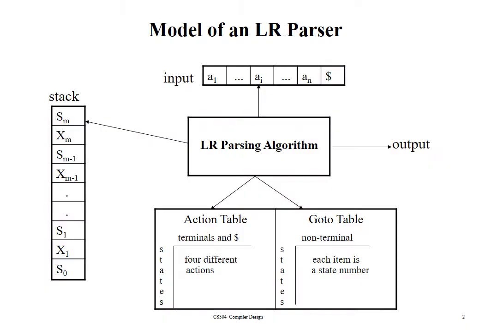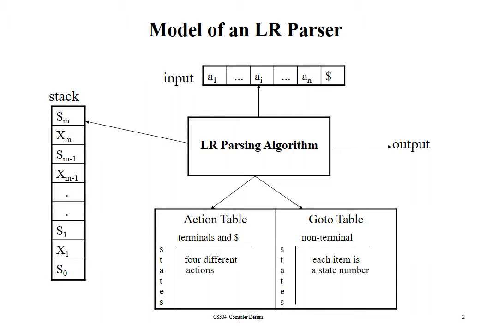This slide explains the model of an LR parser. The basic model of an LR parser consists of a stack, an input buffer, an output, and a parsing table. The LR parsing algorithm is a program that makes the input and stack work together along with the parsing table to produce the output.